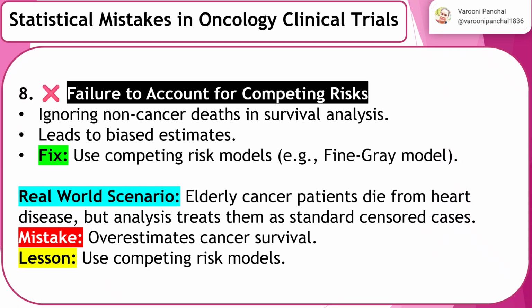Number 8 is failure to account for competing risk, ignoring non-cancer deaths in survival analysis. Any patient that has died during a clinical trial, whichever the therapeutic area, the first important thing is that within 24 hours that death should be reported to the regulatory agencies and to the concerned departments, especially the sponsor. When you ignore these, it creates risk, and that leads to biased estimates.